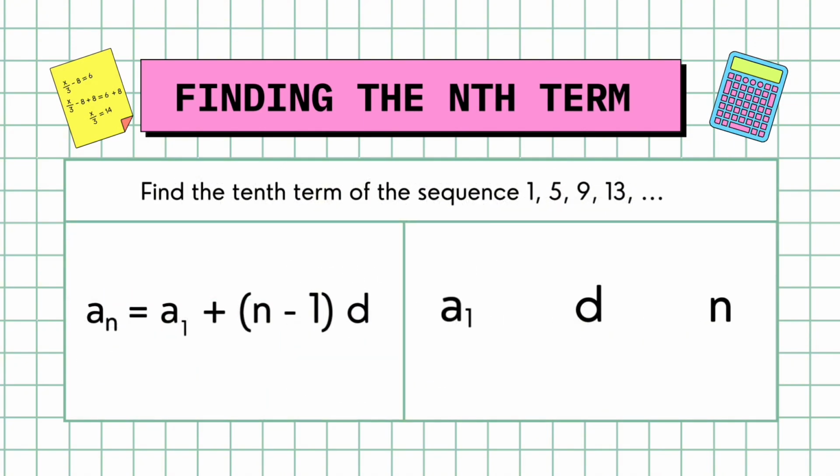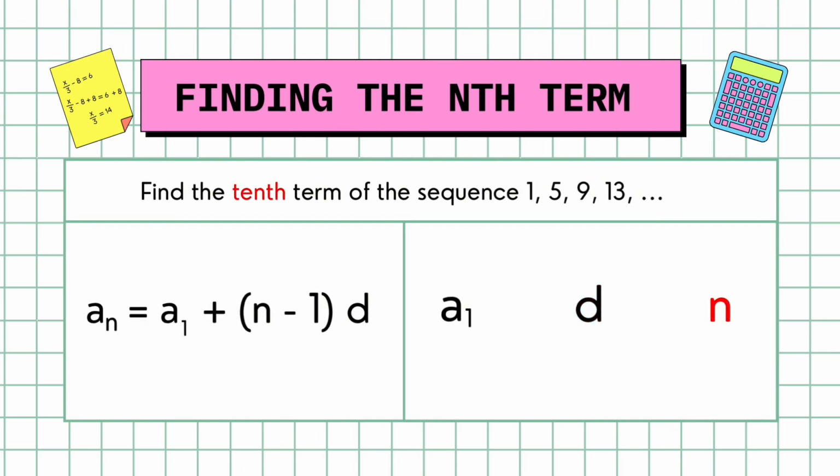Next, let us find the 10th term of the sequence 1, 5, 9, and 13. And like I said before, let us always begin with getting our A sub 1. Our A sub 1 in this sequence is 1. It is the first term. Next, we find the D, so 5 minus 1 is 4, 9 minus 5 is 4, 13 minus 9 is 4, so we can say our D is 4.